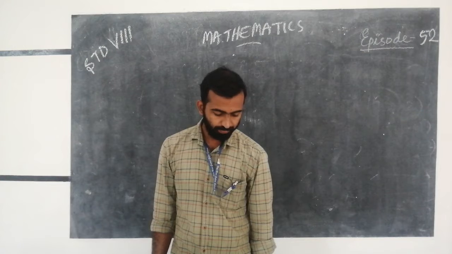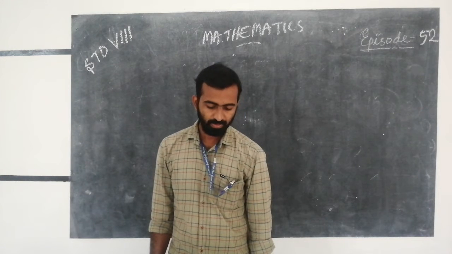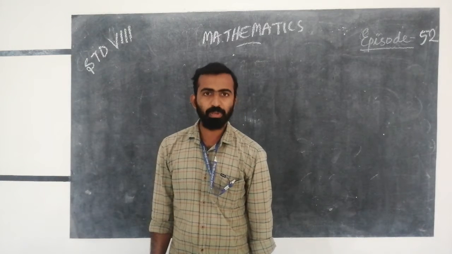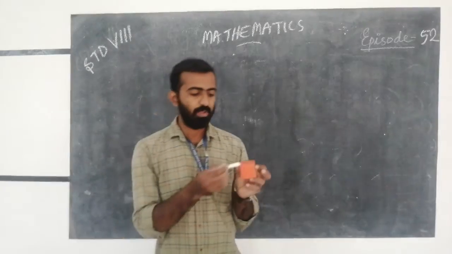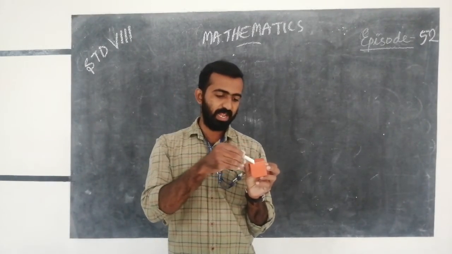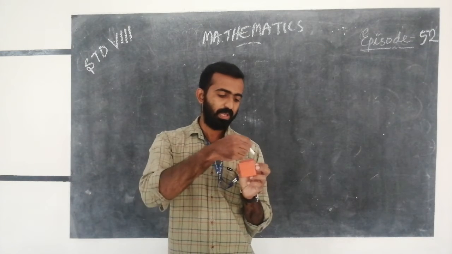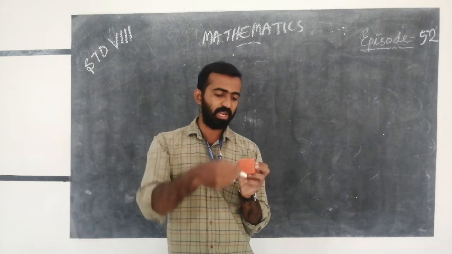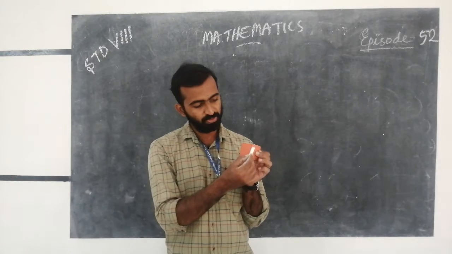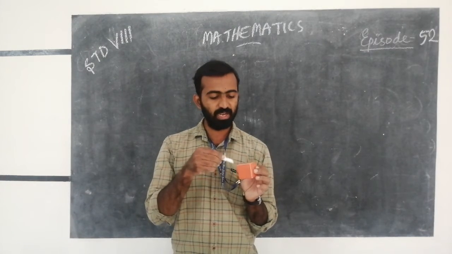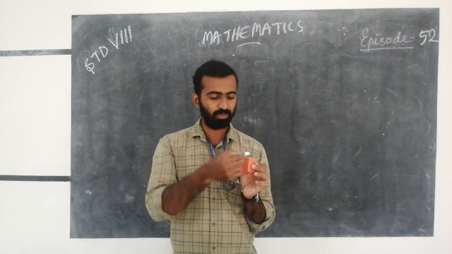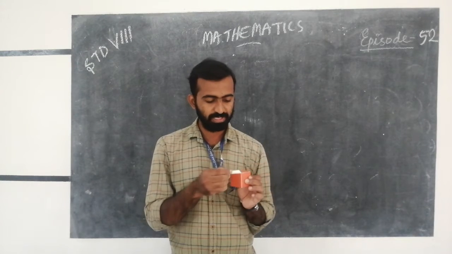Three or more edges meet at a vertex. That means this one is an edge, this one is also an edge, and here is also an edge. That is, here are three edges. This is a vertex.